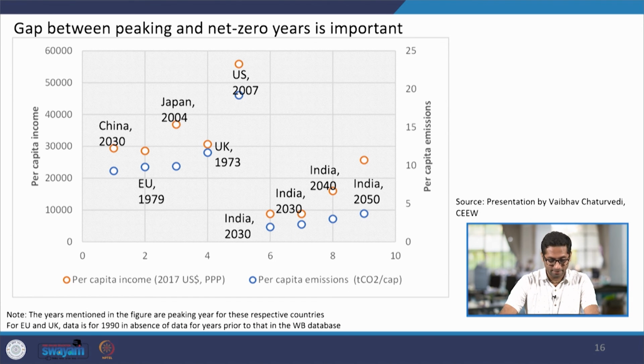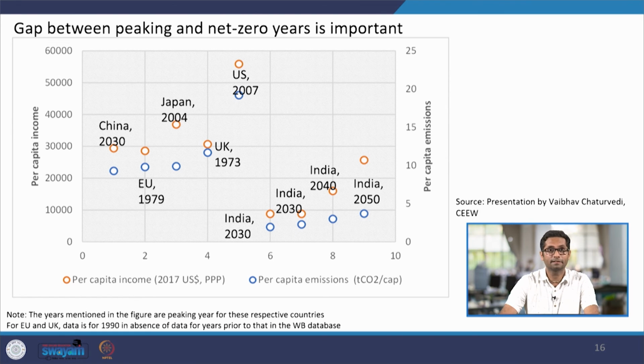The per capita income is expected to be much lesser. Only if we peak in 2050, it's going to be near to what the major economies have been. If we peak before that, the income is not expected to be very high. And the same goes with the per capita emissions.